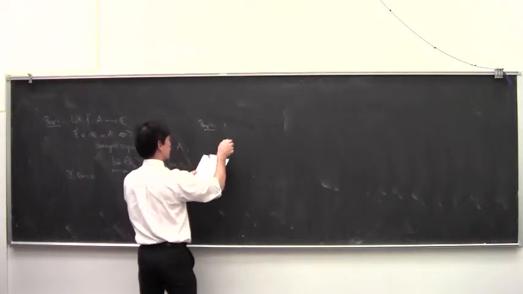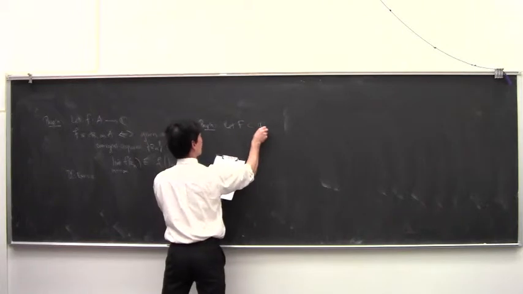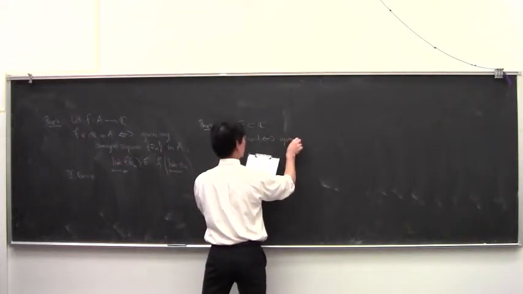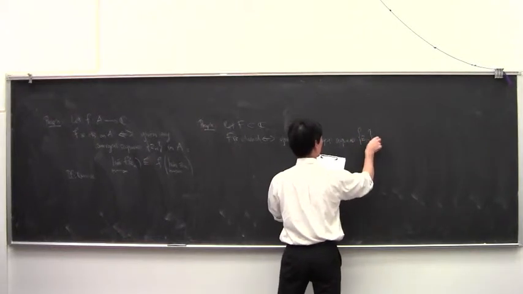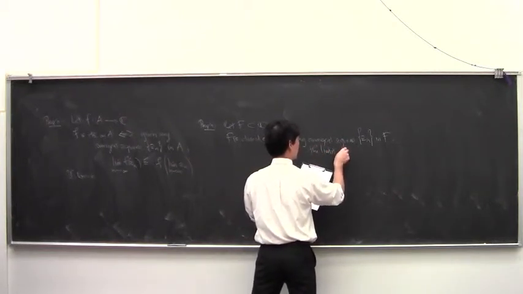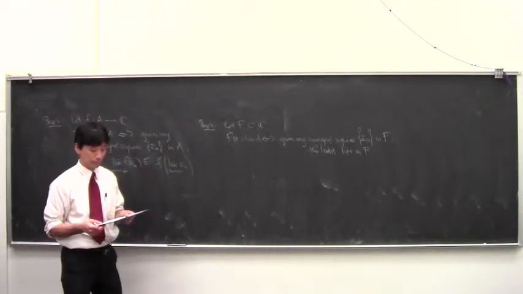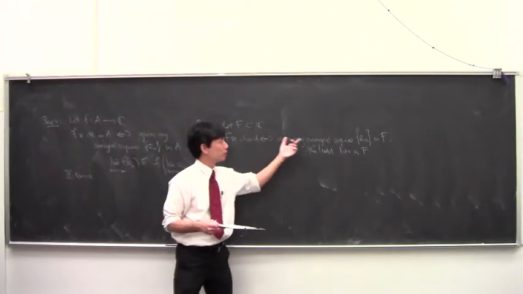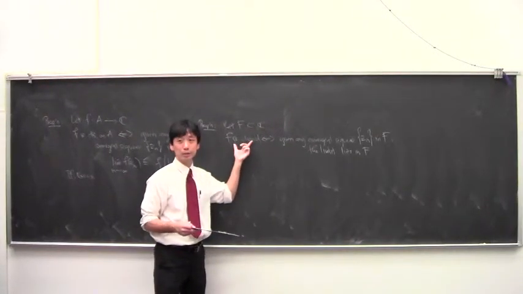Another proposition, closedness in terms of convergent sequences, right? F is closed if and only if, given any convergent sequence of points in F, the limit of those points has to lie in F. Right? That's equivalent to the set being closed.